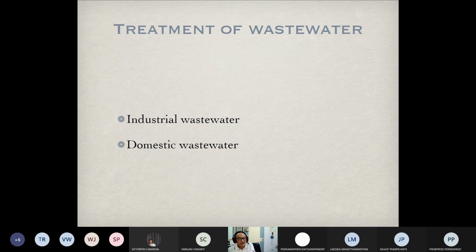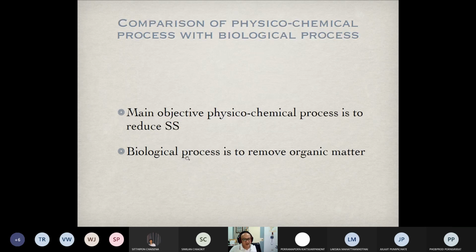We apply this physical-chemical process in both water and wastewater treatment. For wastewater treatment, as I mentioned, we normally classify it into two types, industrial wastewater and domestic wastewater. For wastewater treatment, we still need a physical-chemical process to remove the suspended solids. But once the suspended solids are completely removed, we only have the dissolved organic matter left, so we apply the biological process to remove the organic matter. The details about the biological process we will discuss in the next chapter.